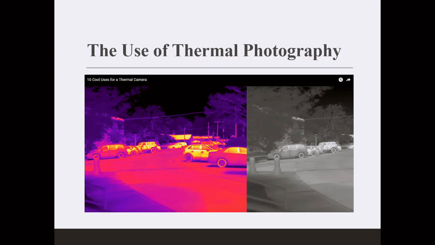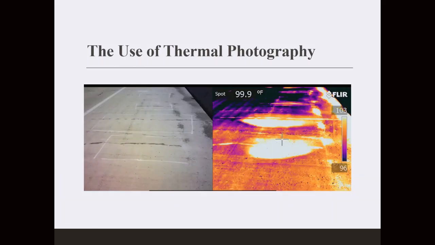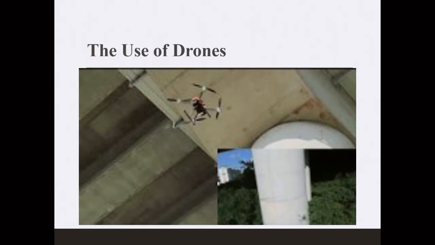Now, this is how things could look. You see the temperature? That is for asphalts. If you have potholes, they could be detected because of the tendency to retain moisture. So temperature could be different.